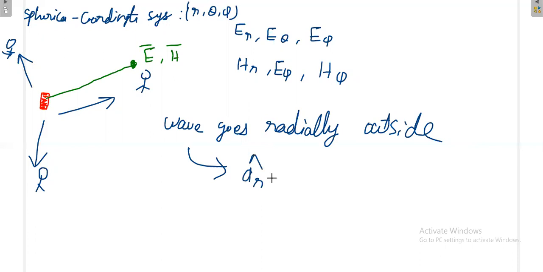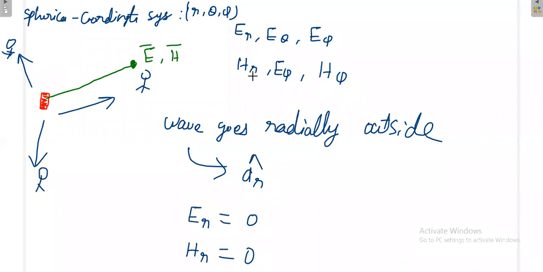When the wave is going in the direction of a_r, it is actually traveling in the direction of r. As per the electromagnetic waves concept, because the wave is not going in a waveguide but in free space, in the direction of r you will not have any electric field or any magnetic field. I think this is already clear to you. Whenever the wave goes in a particular direction, you will not have any electric or magnetic field in that direction. So E_r is 0, H_r is 0.